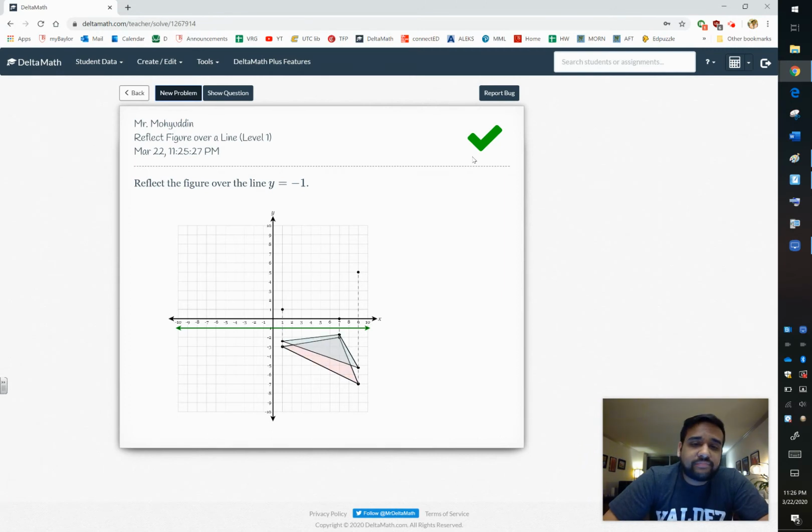I knew I was right because I thought about it and I was careful. But if you make mistakes, it's okay too. You learn from mistakes. So reflecting across the line is pretty straightforward as long as you're careful about counting.